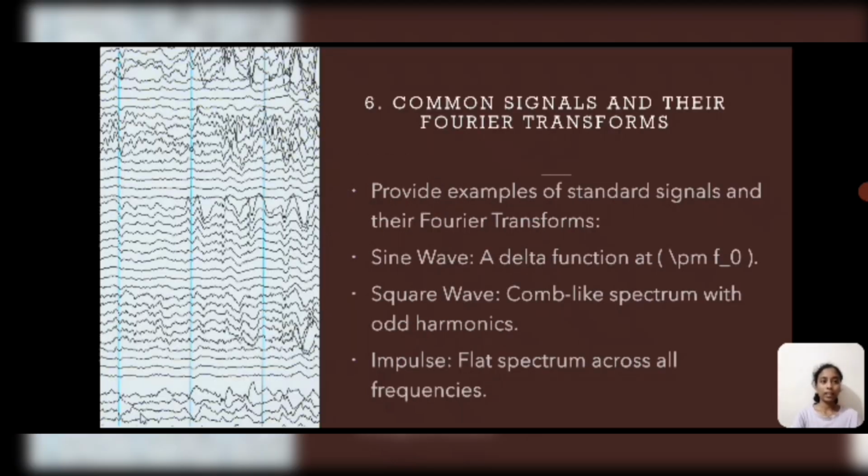Common signals and their Fourier transforms. Provide examples of standard signals and their Fourier transforms. Sine wave, a delta function at ±f0. Square wave, comb-like spectrum with odd harmonics. Impulse, flat spectrum across all frequencies.